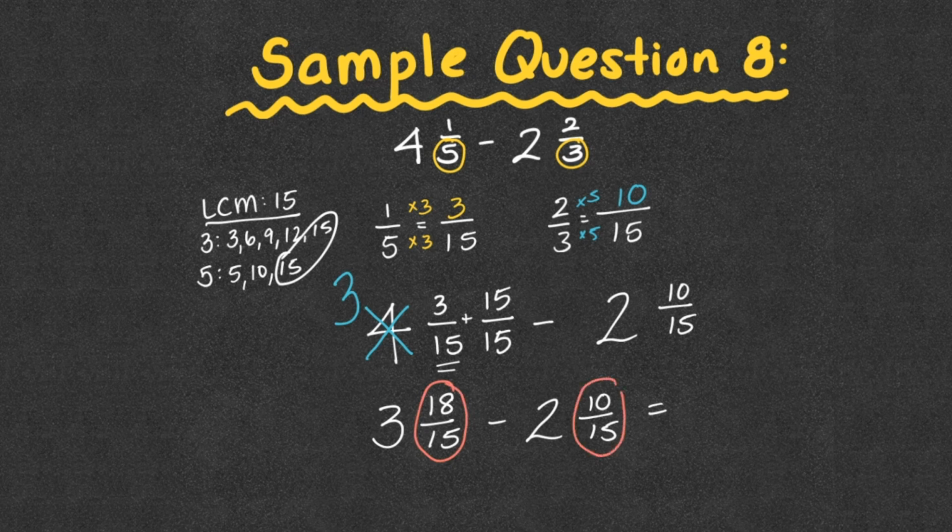18/15 minus 10/15 is 8/15. 3 minus 2 is 1. So my answer is 1 and 8/15. A little crazy. If the borrowing didn't make sense, again, I just want to show you different methods. It is up to you to choose which method that you like.